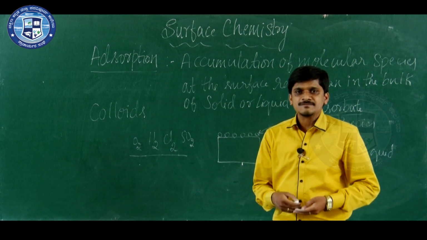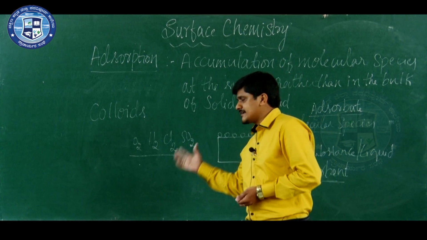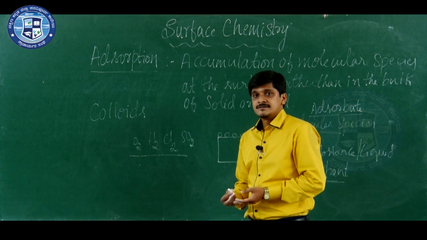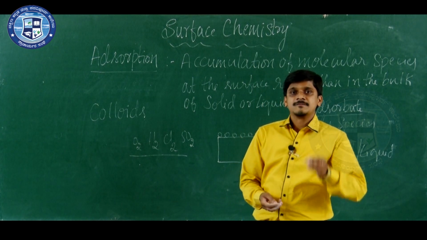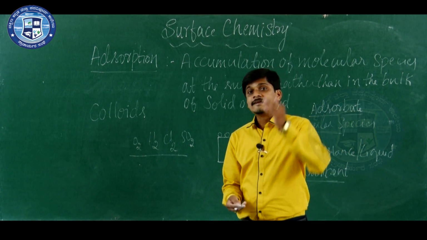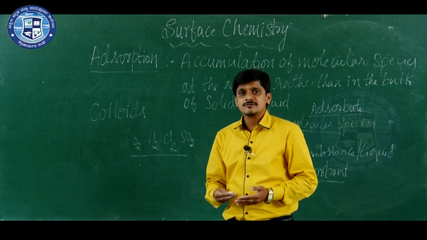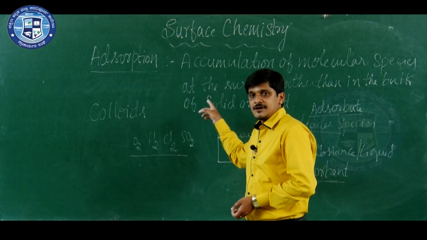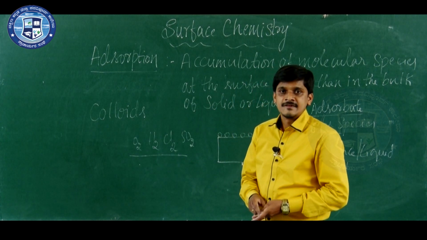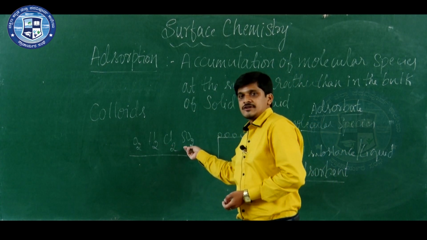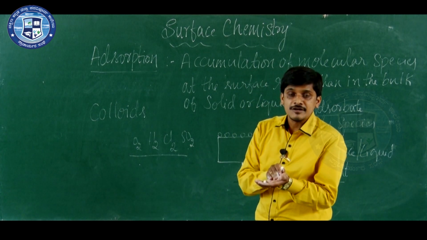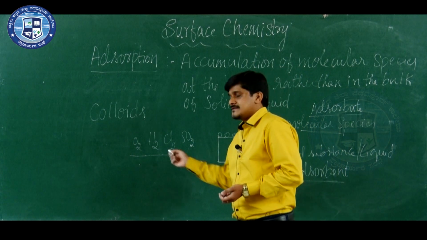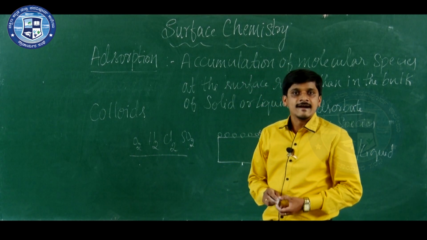If you take gas molecules in a closed container containing charcoal, what happens? If you measure the pressure, the pressure of the gas molecules decreases. Why does the pressure of the gas decrease in a closed container? That is because of the phenomenon of adsorption. The gas molecules are going to adsorb on the surface of charcoal. So that is one example of adsorption.